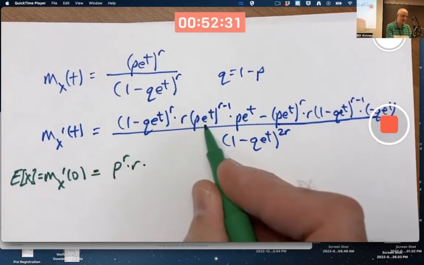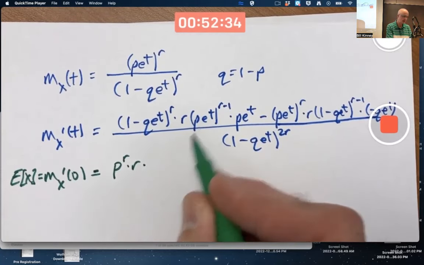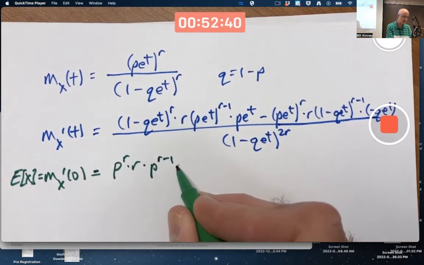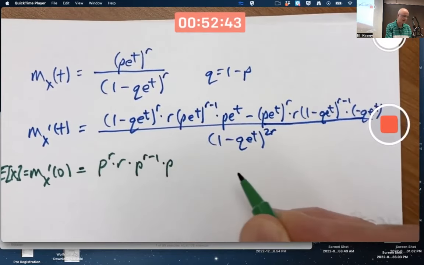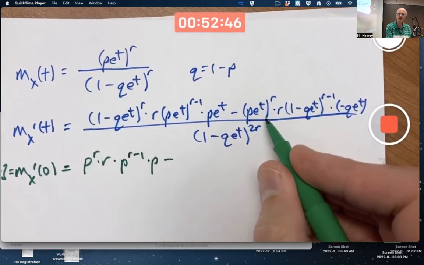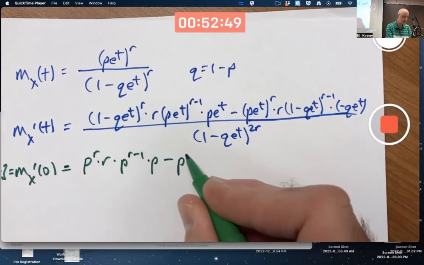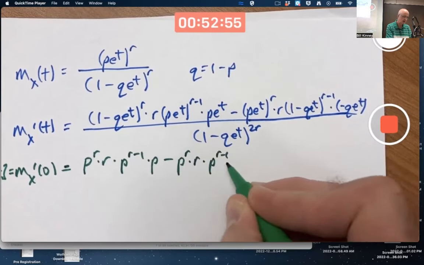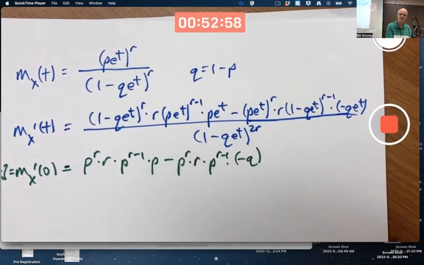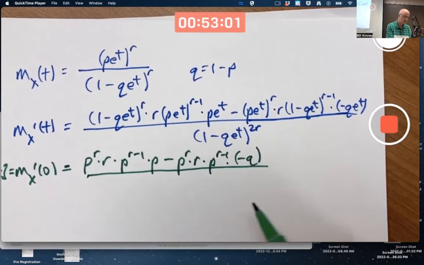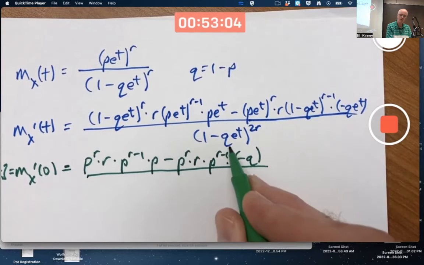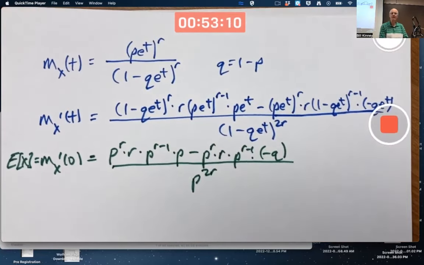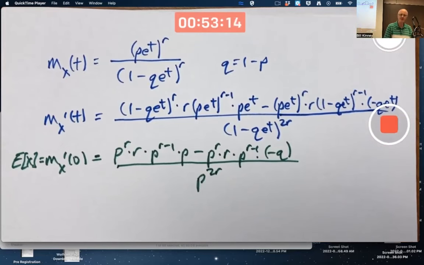Times r times this thing, e^0 is 1, is p^(r minus 1), times another p times 1. Continuing over here, plug in t is 0, e^0 is 1, you get p^r times (1 minus q)^(r minus 1), which is p^(r minus 1), times negative q times 1, all over 1 minus q, which is p, to the 2r. This is supposed to simplify to r over p.